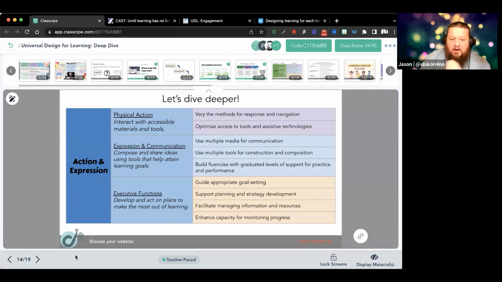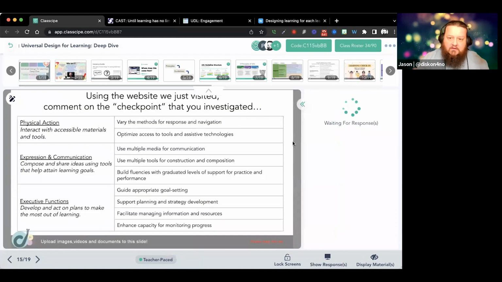Maybe guide appropriate goal setting is one that all the teachers could use. Facilitate managing information resources. There's a lot of different executive functioning things here. So what I'd like for you to do is pick one of these checkpoints, have a quick look at it on the website, and then you can record an audio clip, make a little graphic, or make a video clip and leave it here as a media option. I wanted to try out some of the features. So let's try this one.